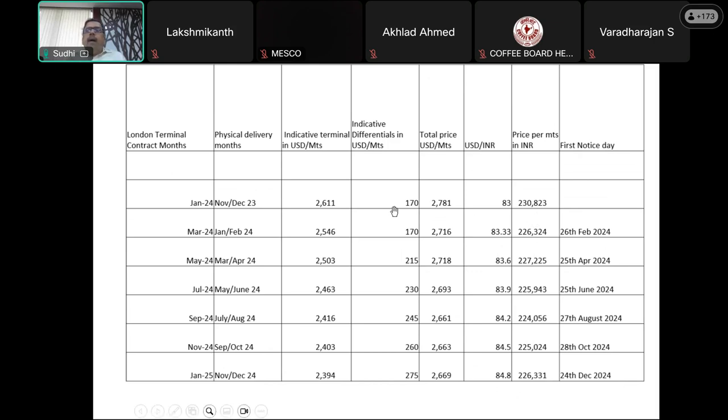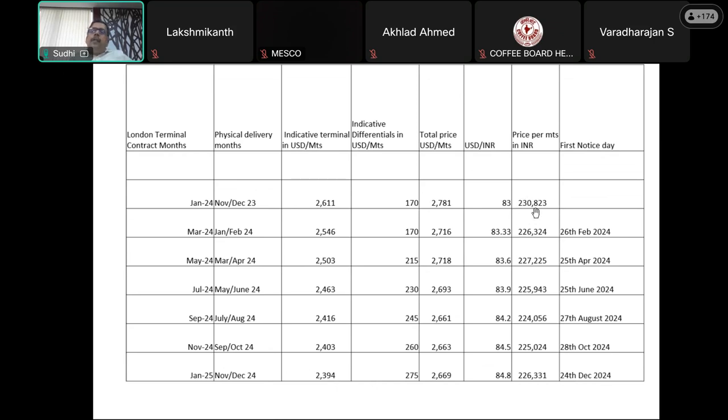What it means here, the question is how the pricing works in the local market. So terminal is this. And this is the differential, what is getting traded. And this is what the exporter is going to realize today. And exchange rate is also important. At a spot rate, I get this price, and this is the price which the exporter is going to realize.